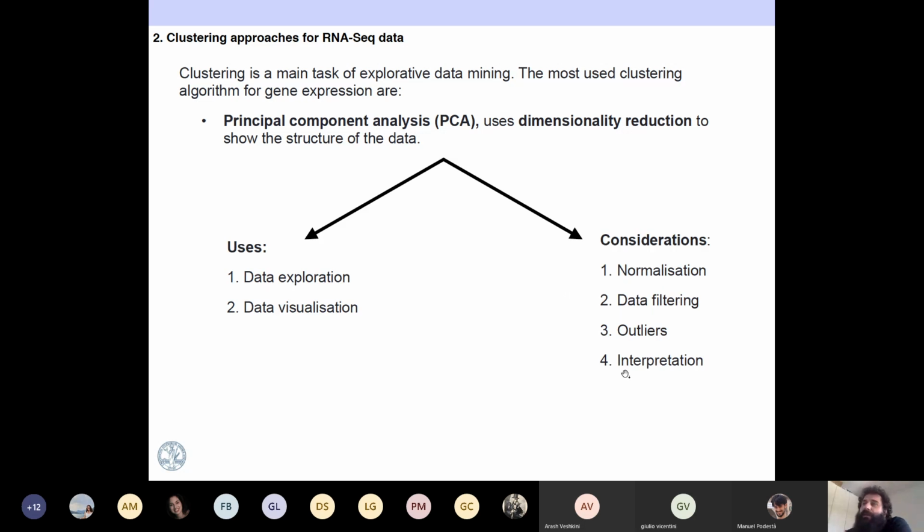Principal component analysis can be used for data exploration and data visualization. I really use it a lot. We use principal component analysis not only for RNASeq data, but also when we are looking at genotypes in a population. It's always good to have this principal component analysis to see the relationship between them. As I said, it's a good way to do data exploration and data visualization. When you are performing principal component analysis, you need to keep in mind several things: the normalization that you are going to perform, data filtering, the outliers that you may have, and also the interpretation of the results.